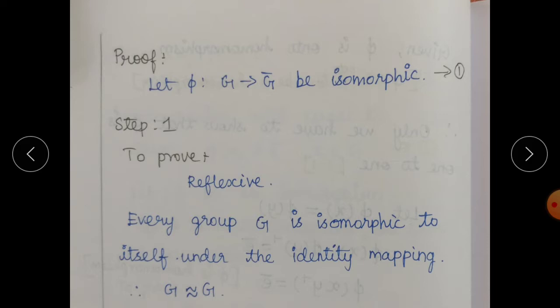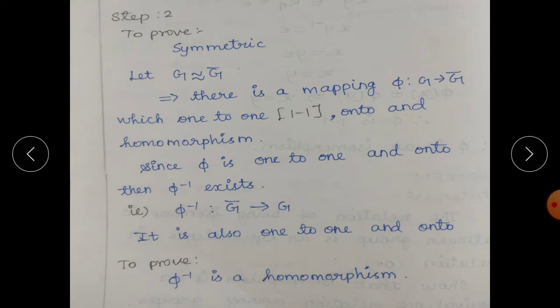So G is a group. G is a group means that it should satisfy the identity. From this we can easily say every group G is isomorphic to itself under the identity mapping. So G is isomorphic to G. That is reflexive. The next thing is we have to come to symmetric.